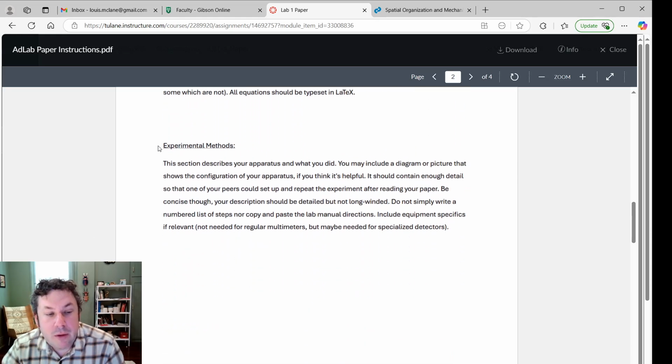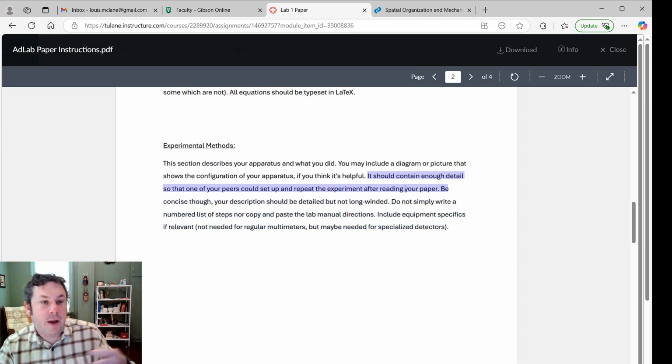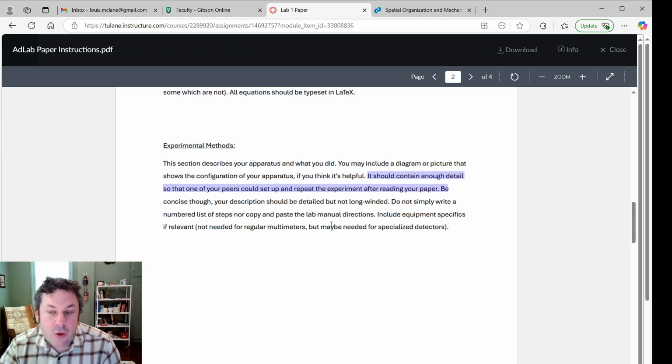All right, then you have the experimental method section, and I actually think this is a really important thing because we're doing experimental work. You put a diagram in here of the stuff you're doing. Basically, I think this is the most important line here. It contains enough detail so that one of your peers could basically set up and do the experiment using the paper. So you should be concise enough that you describe exactly how to do it, but don't go on too long and make it really long.